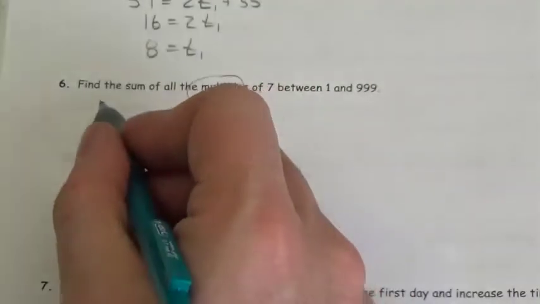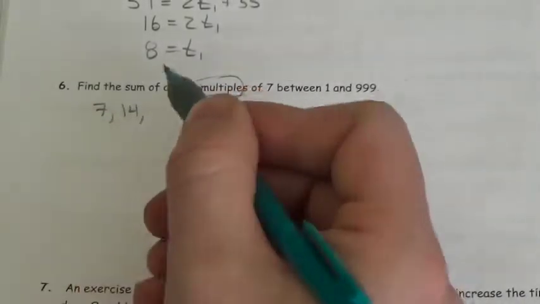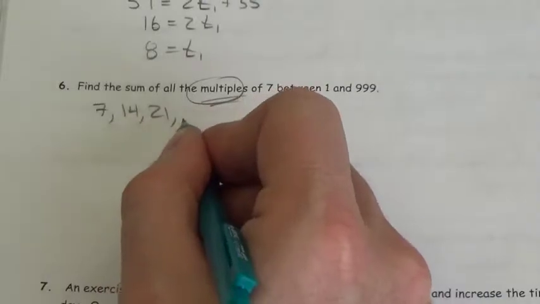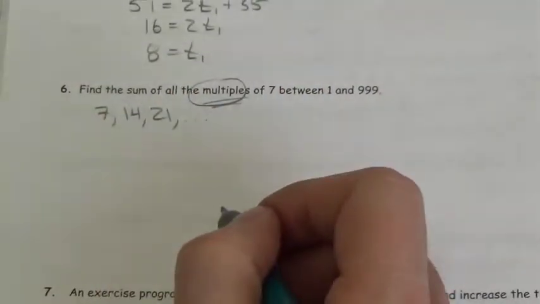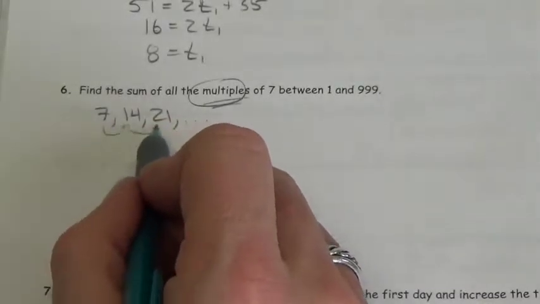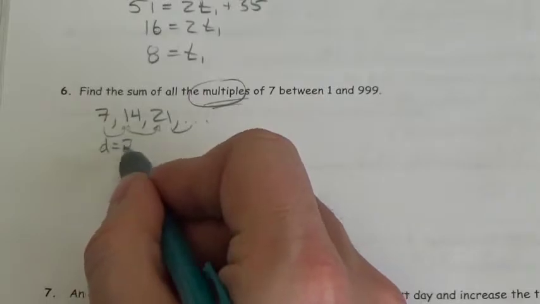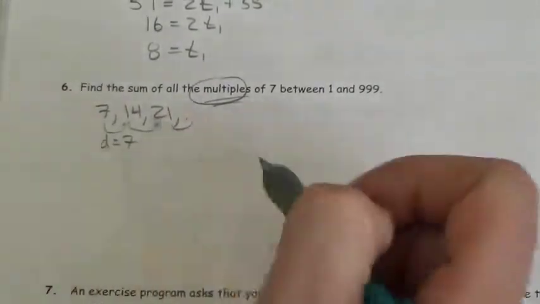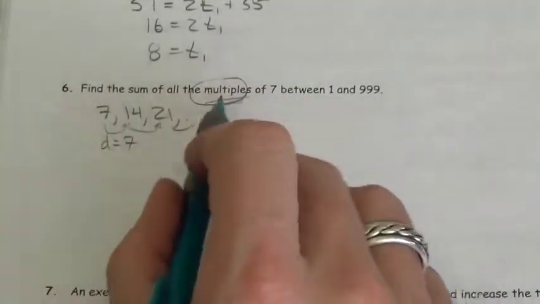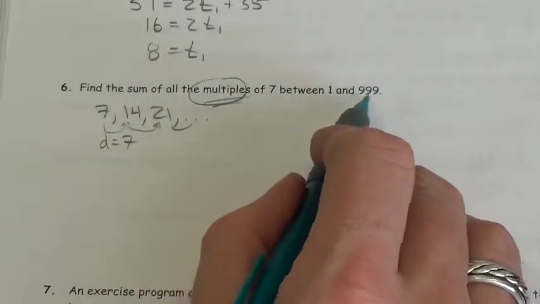Okay, multiples of 7. 7 multiplied by 1 is 7. 7 multiplied by 2 is 14. 7 multiplied by 3 is 21, and so on. These are your multiples of 7. Now notice in this pattern that these always go up by 7. So we form this little sequence here, and d is equal to 7. Now, I want to know the sum of all multiples of 7 between 1 and 999.